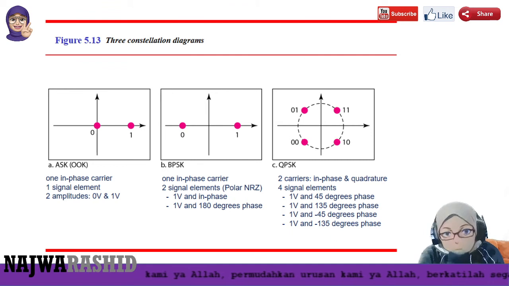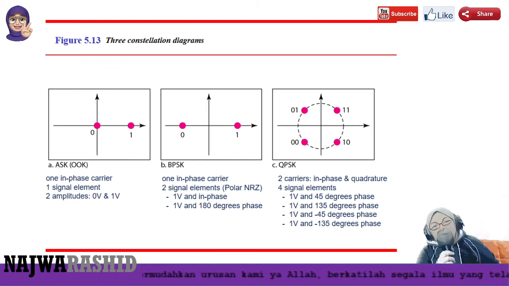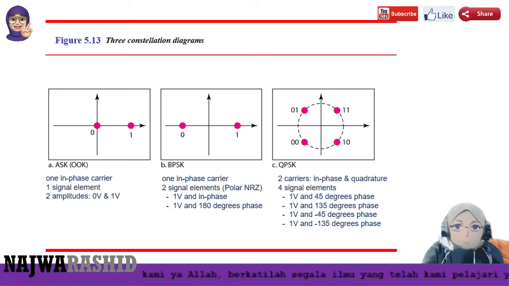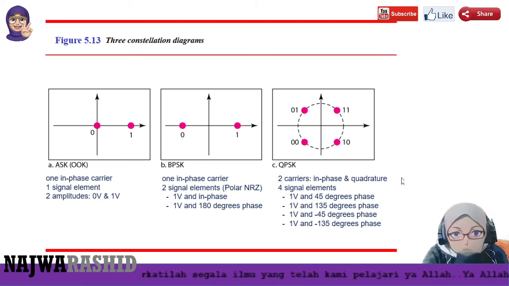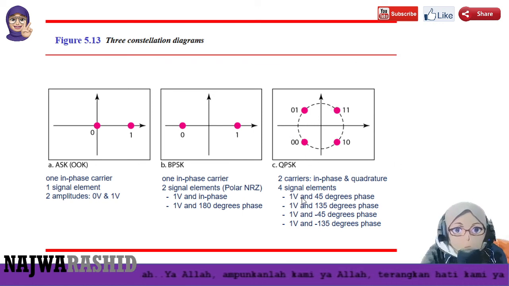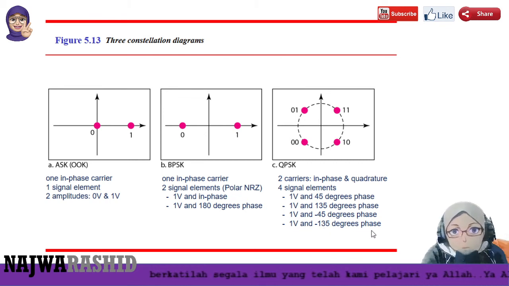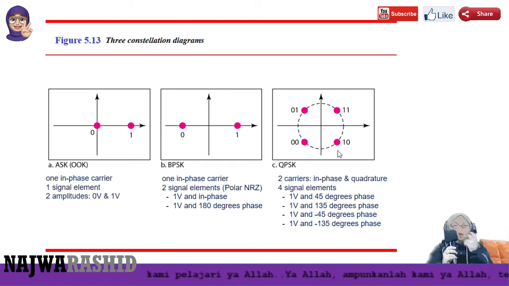And then the next part is the constellation diagram for QPSK. We have two carriers, in-phase and quadrature, and four signal elements: 1, 2, 3, and 4. Four signal elements: 1 volt at 45 degrees phase, 1 volt at 135 degrees phase, 1 volt at negative 45 degrees phase, and 1 volt at negative 135 degrees phase. So this is the degree of the position relative to the 0.